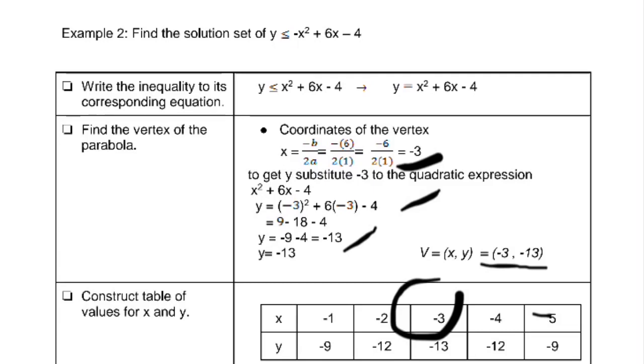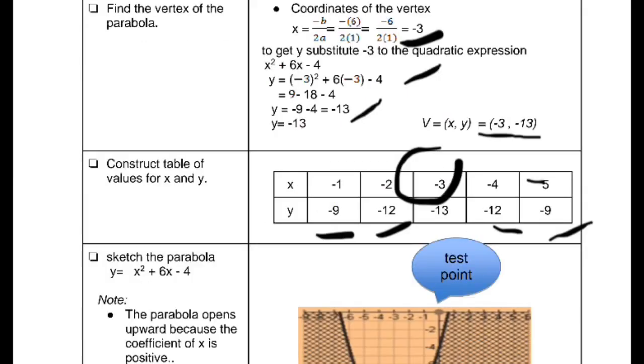Okay? For negative 2 squared is 4. Plus 6 times negative 2 is negative 12. 4 minus 12 is negative 8. Then minus 4 is negative 12. So the same process in answering this one. Then we're going to plot the points.